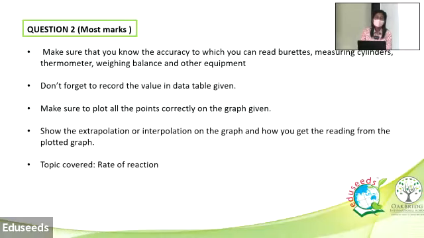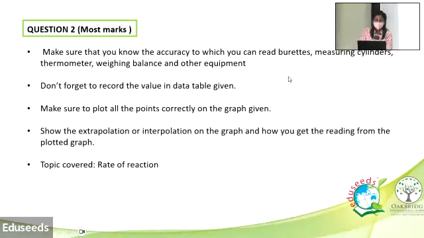Question 2 covers the most marks from paper 6. For question 2, you need to know the accuracy to which you can read burettes, measuring cylinders, thermometers, weighing balances, and other equipment. You cannot confuse yourself when you are reading a burette and a measuring cylinder, because the measurement is upside down for both burette and measuring cylinder.